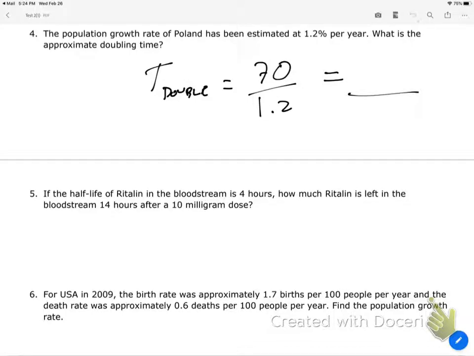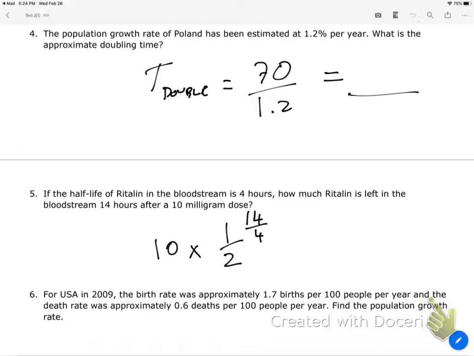Okay? Now, half-life of Ritalin, bloodstream, 4 hours. Ritalin left in bloodstream. Okay, so this is a half-time one, so we're doing half. It does say the half-life. Okay, so again, this is the denominator of the exponent. Looking after 14 hours, and we start off with 10. Okay, so that's what you're going to put in your calculator. I'll run through that one.